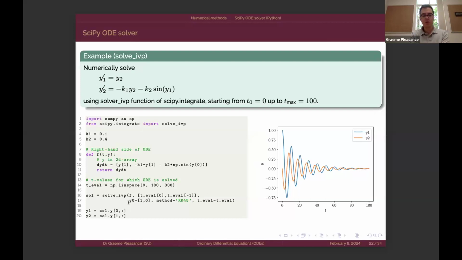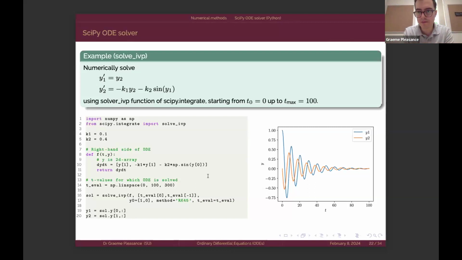And here, because this is a 2D problem, it now outputs a 2D array where each row corresponds to the solution for y1 and y2. So to obtain the solution for y1, we just index the first row of the array that's output from sol.y, and this corresponds to our solution for y1. And then to similarly obtain the solution to y2, we just take the next row, so the second row.